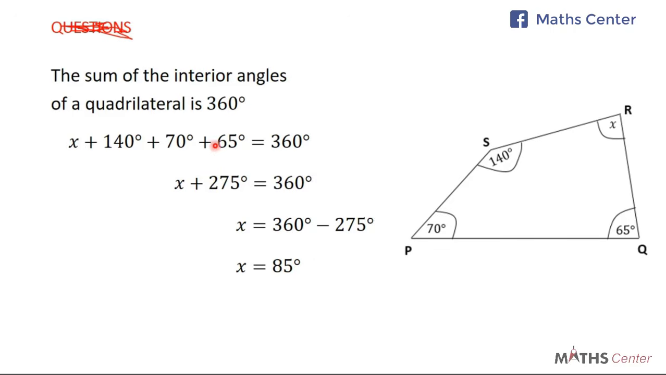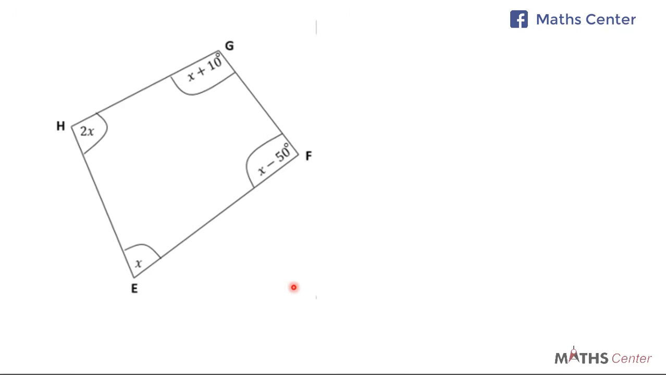So as soon as you write this, the rest is a linear equation. You add the numbers, then you make S the subject. We do that and we are getting S to be 85 degrees. So we have used this property of a quadrilateral to find the value of S. Let's consider the next question.